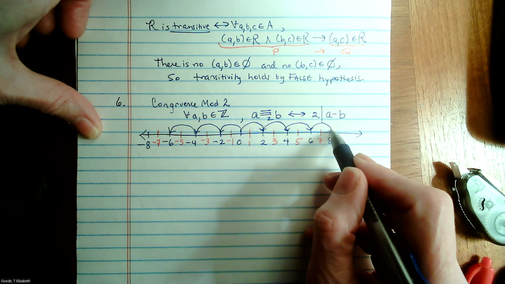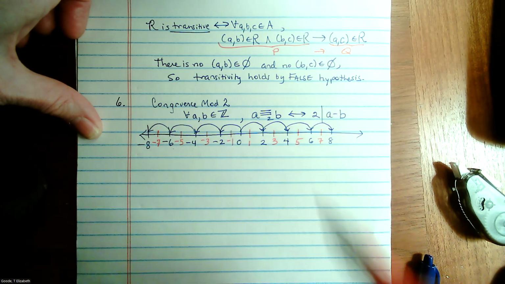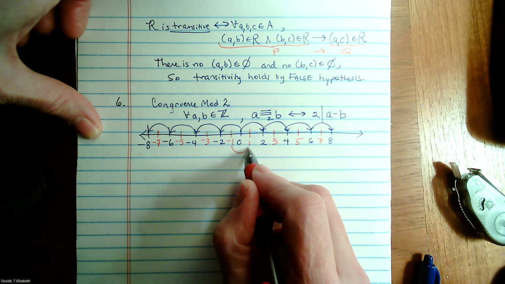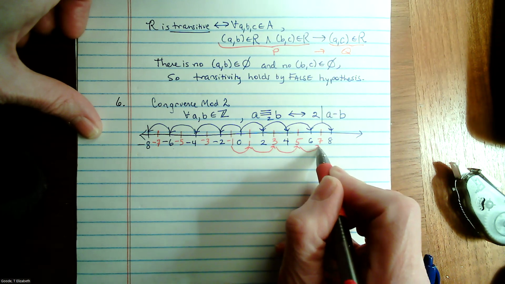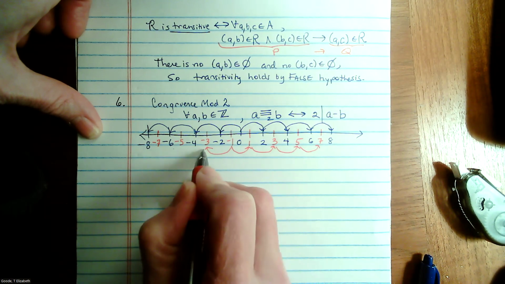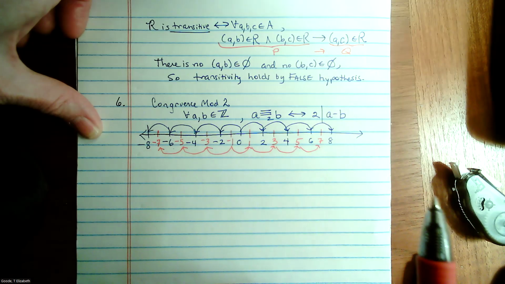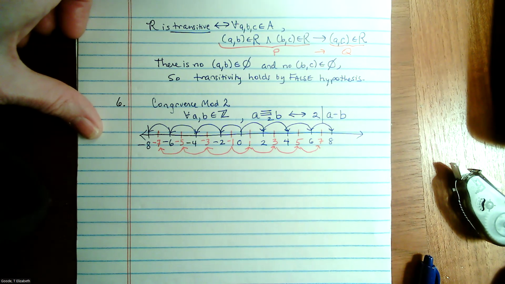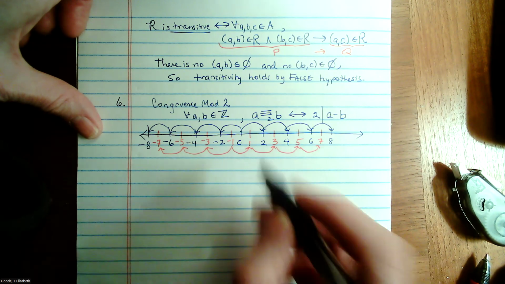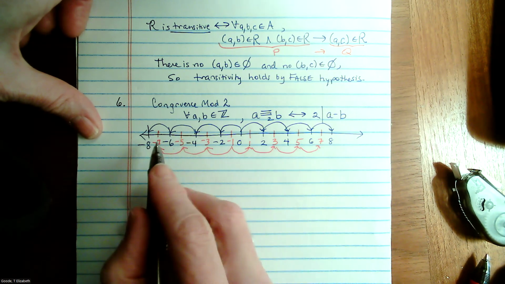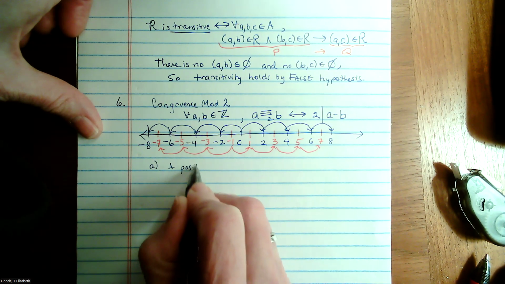2 divides the difference between two even numbers, so all the evens are related to each other. And the odds are 2 apart from one another, jumps of size 2. It might be 8 or 10 or 12 apart, but the difference between any two odds is divisible by 2. So what congruence mod 2 does is it groups the integers up based on remainder.